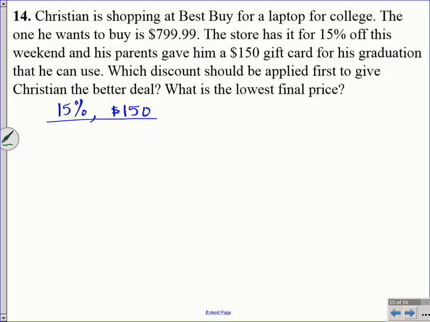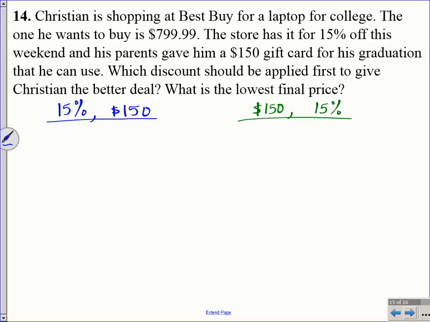Or would it be better to take the $150 gift card off first and then the 15%? Now, I'm sure you remember our class discussions on this, and we came to the conclusion that it's always better to take the discount off first. However, you still have to show both directions.